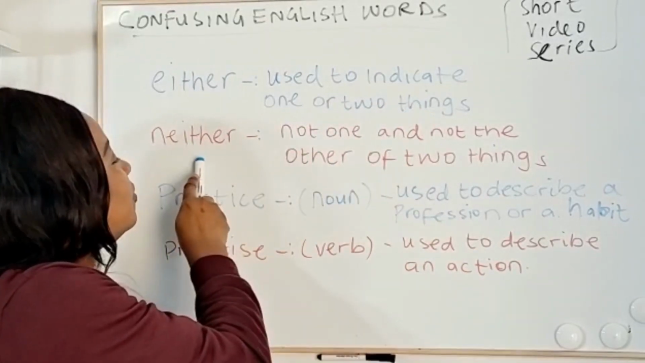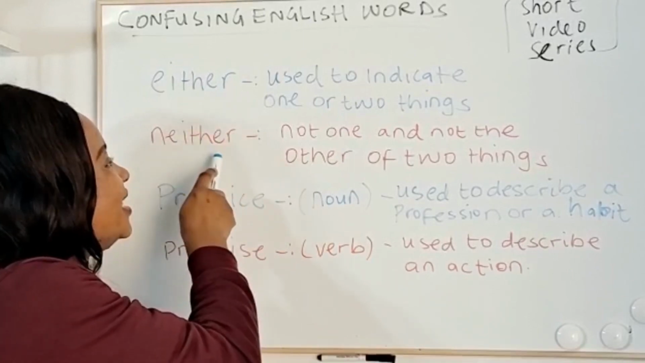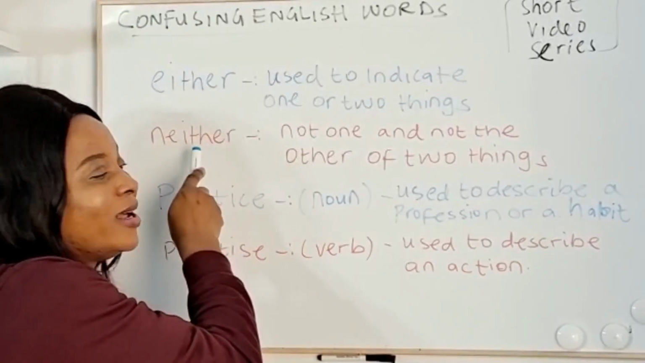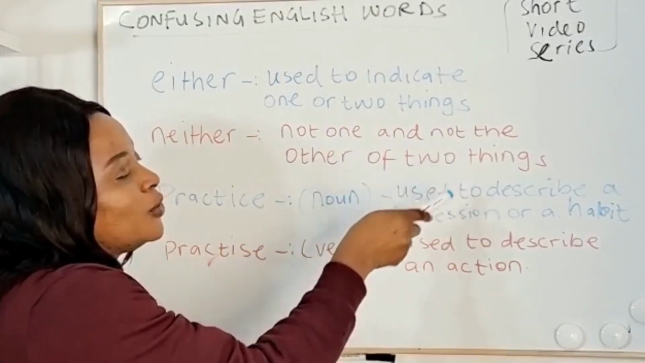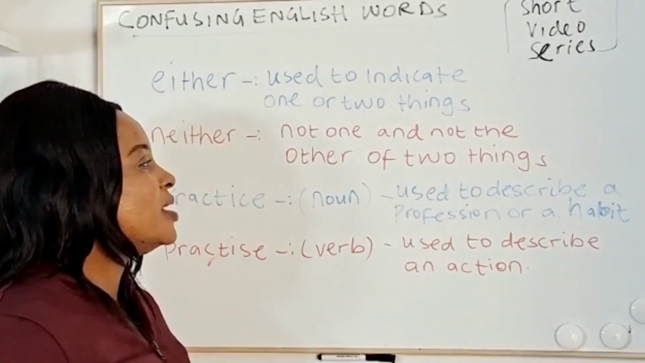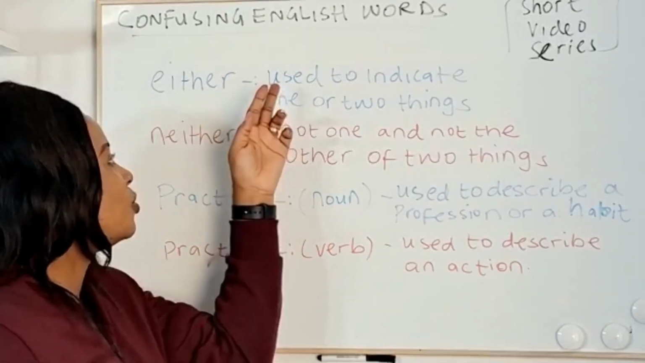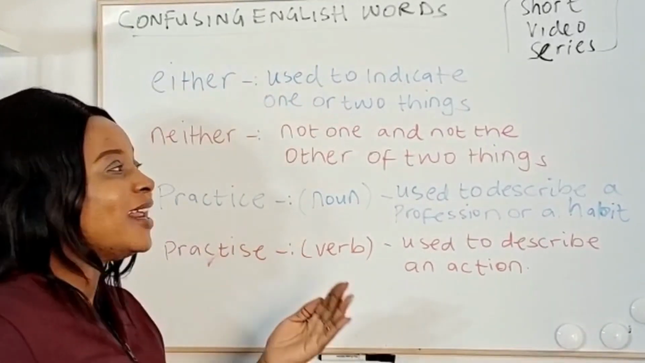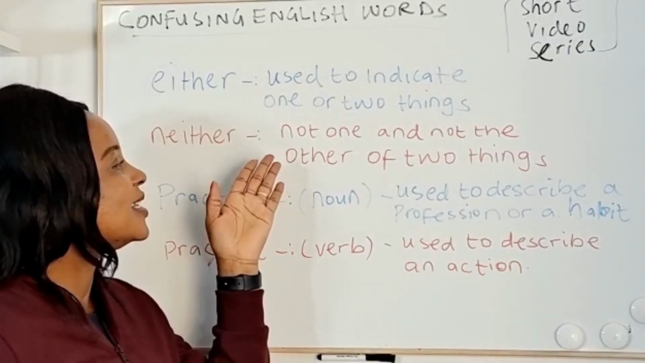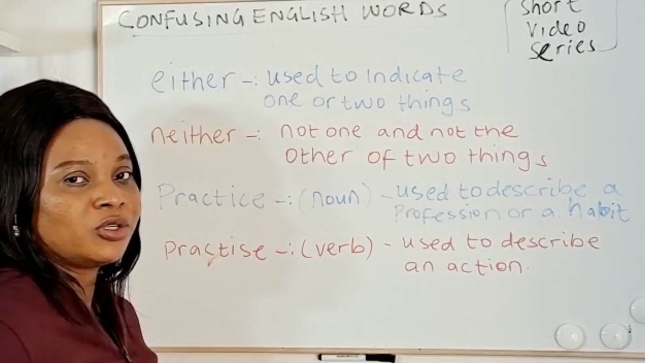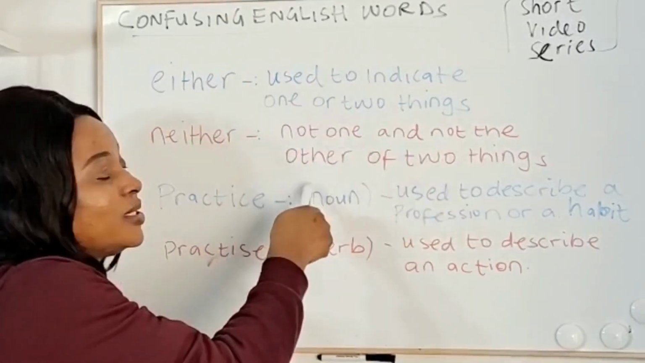And this is another one that is confusing, neither. So we don't call them either or neither. So this one is not one and not the other of two things. Okay, that simply means it's not hot, it's not cold. But for this one, use it to say it's either hot or cold. But for this one, you can say it's neither hot nor cold. Okay, so this one you can use to say it's either one or two. This one is just for nothing.